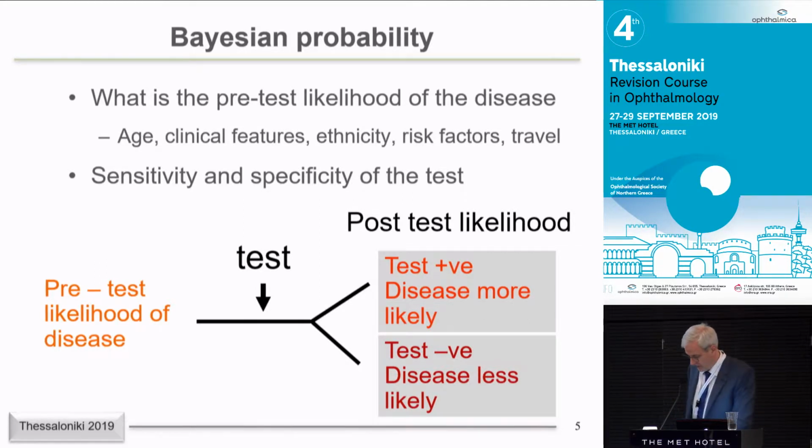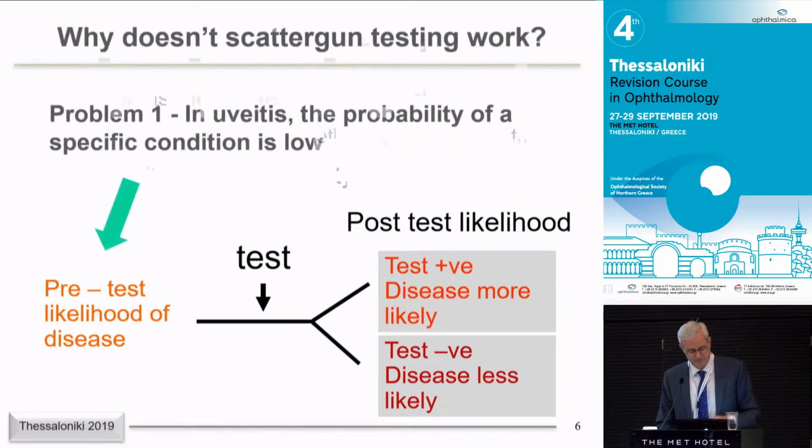The bottom line is we've got to figure out what the likelihood of the disease is before we do that test, and that's maybe age, ethnicity, demographics, clinical features, risk factors, travel. Does he keep any pets? And then we do a test, or a whole bunch of tests, and depending on the results, the probability of the disease goes up or down. There's a mathematics to this, which I'm not really going to get into, but this directs our testing.